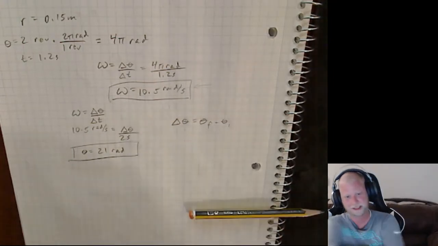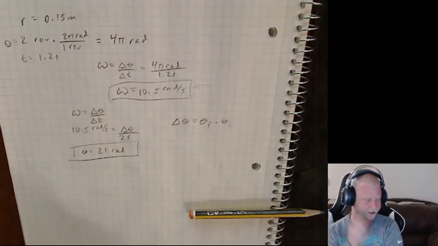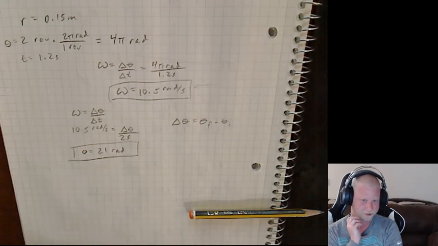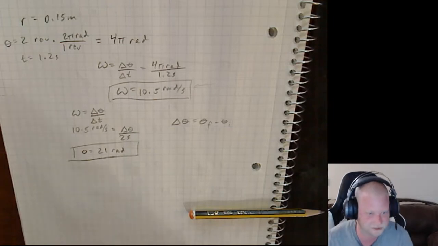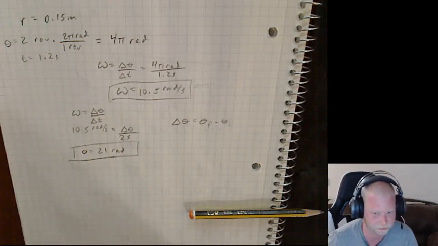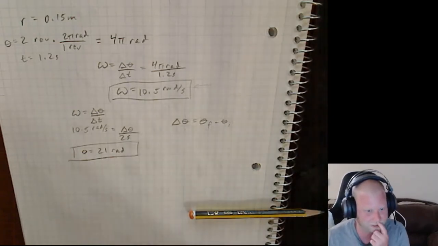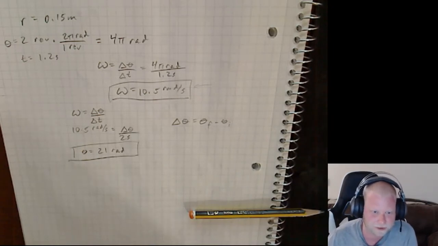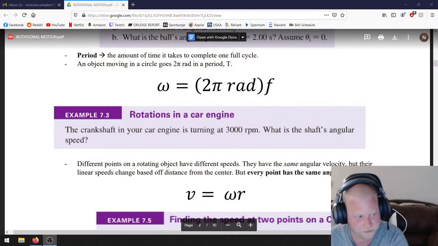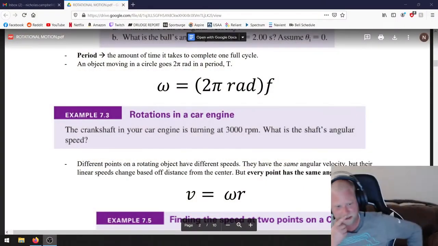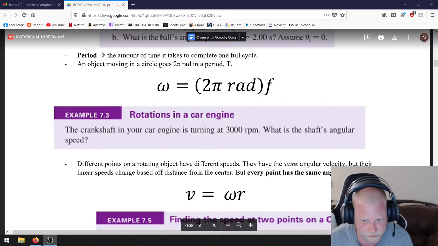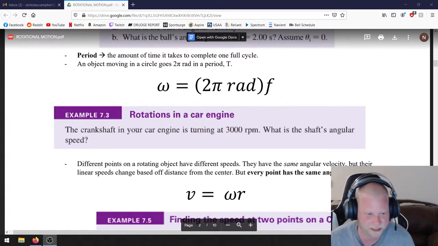Now, just like with our other units, period and frequency come up. Period and frequency are defined the same in this unit as the last. The period is the amount of time it takes to complete one full cycle, and the frequency is how many cycles it completes per second. So let's take a look at example 7.3 together. In example 7.3, the crankshaft in your car engine is turning at 3,000 RPM, so revolutions per minute. What is the shaft's angular speed?